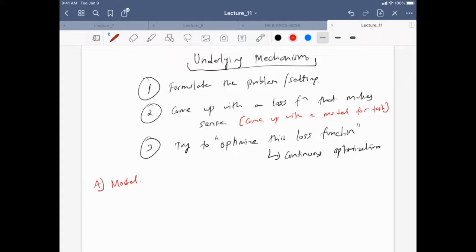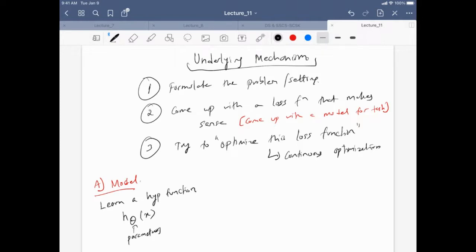So the first is the model, and this is where you want to learn a hypothesis function, which is basically h or h theta of x. So theta are your parameters, and this hypothesis function is going to be the thing that you're going to predict.